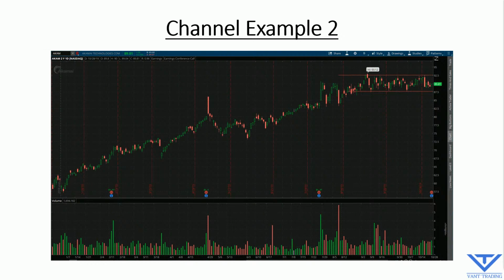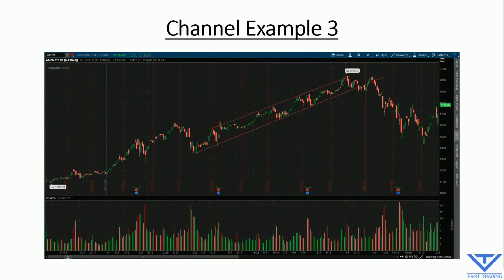Another channel example, AKAM. Look at this beautiful channel moving sideways. You can almost argue that this is a flag. After a nice solid move up, it starts moving sideways. You've got nice support, you've got nice resistance. Wait for it to break on either side. Trade within there. I don't care, so long as you have a system.